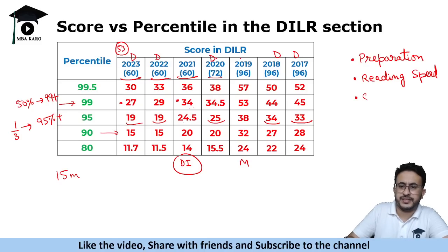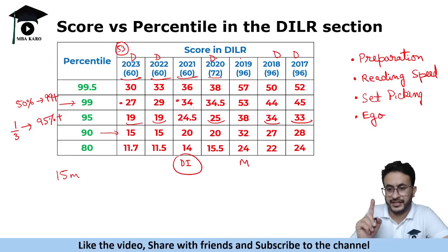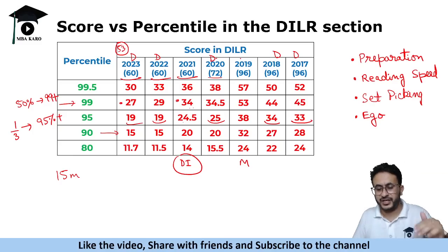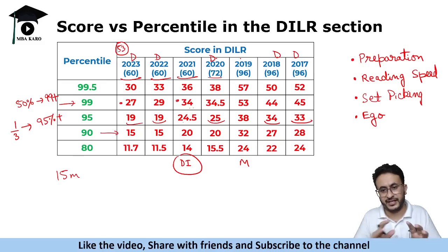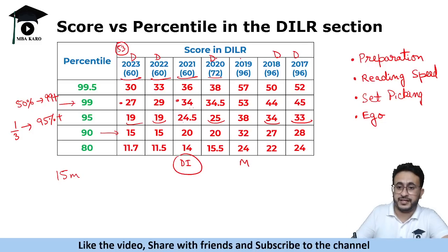So I will talk about how to pick the right set to start with. And the fourth thing is, of course, there is one big thing which you need to get rid of, that is ego, right? There are a lot of people who are egoistic. While attempting a question, they do not leave it. They think that अब start किया तो करके ही रहेंगे. Okay, so that is a big red flag.